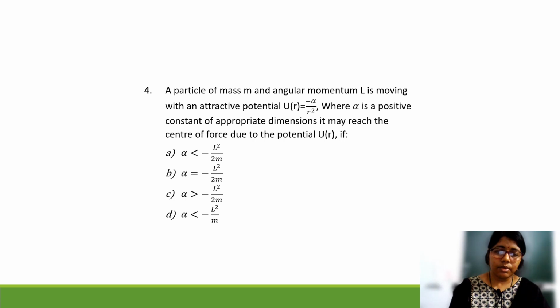minus L square by 2m. B. Alpha is equal to minus L square by 2m. C. Alpha is greater than minus L square by 2m. D. Alpha is less than minus L square by m. Now, the fifth question.